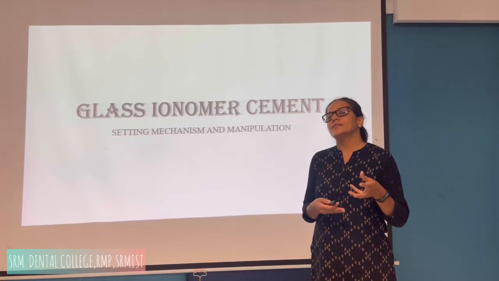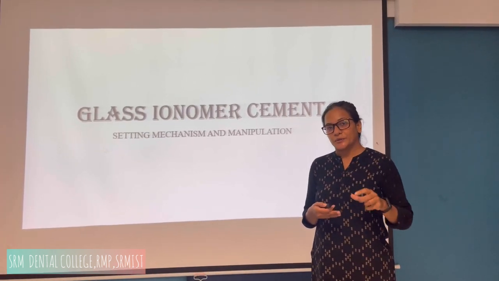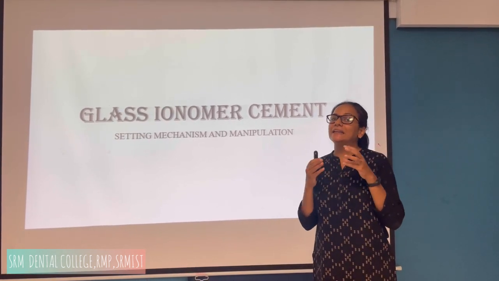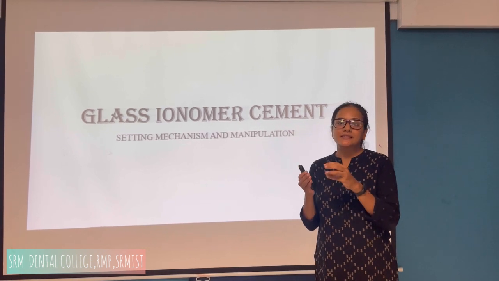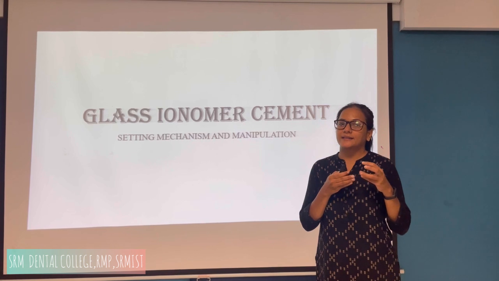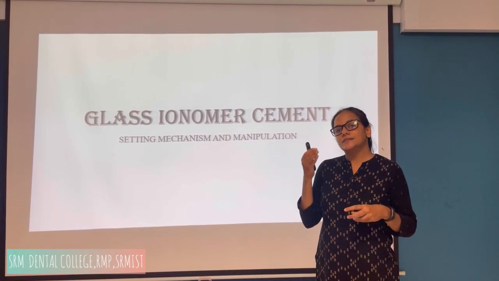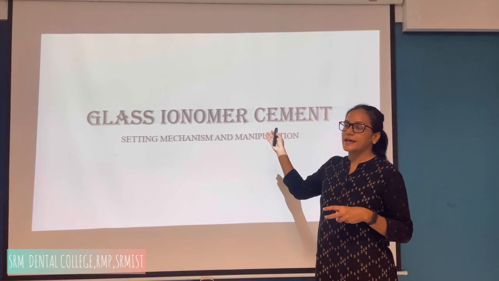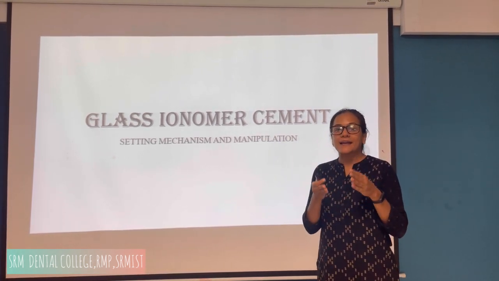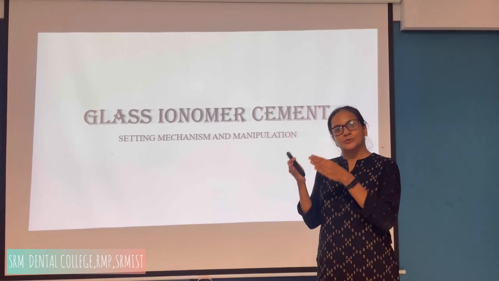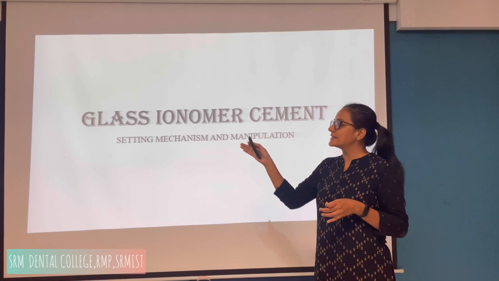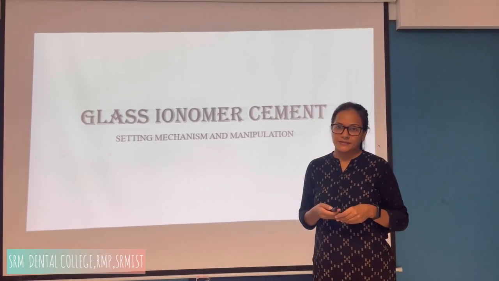And have you ever wondered why it is called glass ionomer? It's for a simple fact that it consists of powder and liquid. The powder consists of glass particles, whereas the liquid consists of polyacrylic acid. So the glass particles are the glass in glass ionomer cement, and after the setting reaction, they form an ionic bond with the tooth structure. That's why ionomer, for ionic bond, and hence the name glass ionomer cement.